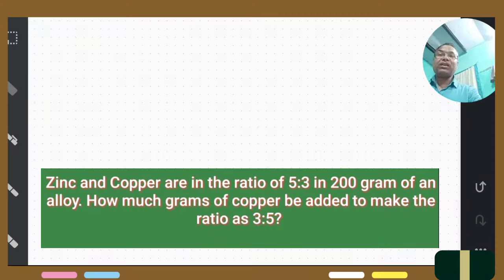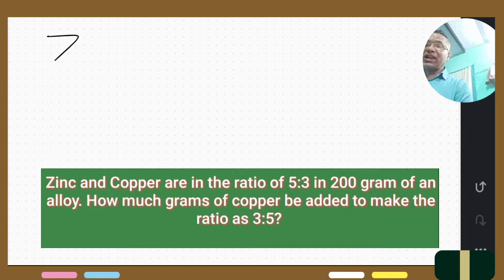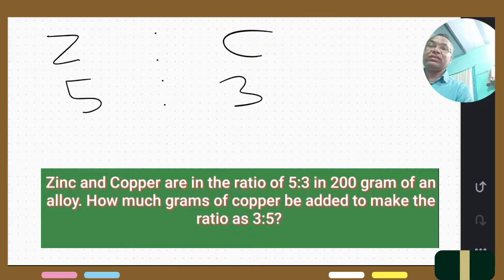Zinc and copper are in the ratio of 5:3 in 200 grams of an alloy. How many grams of copper must be added to make the ratio 3:5? We take Zn, Z for zinc and C for copper. So zinc and copper ratio is 5:3 and quantity is 200 grams.